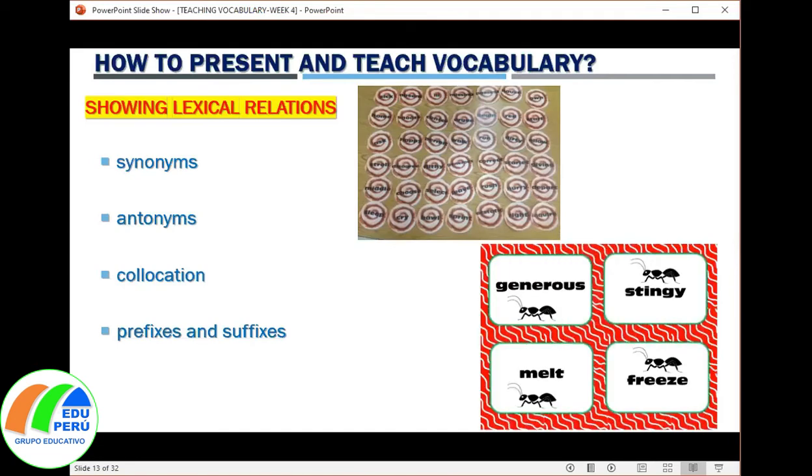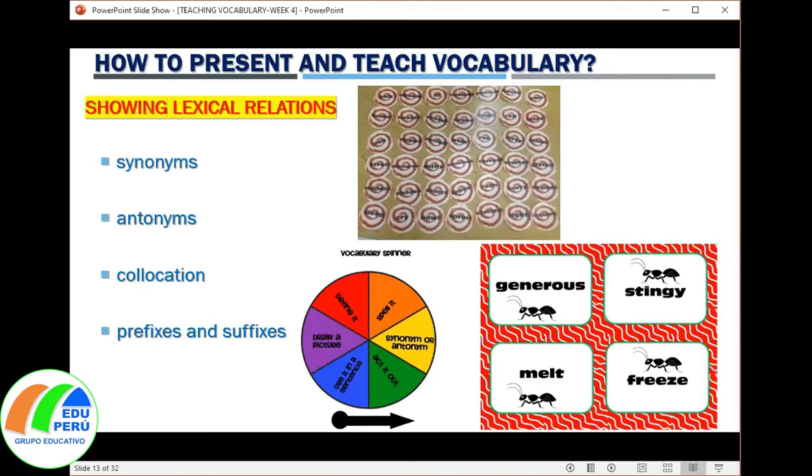Also this one, the antonym, the ant. So you use pictures with ants in order to make reference that you are talking about antonyms. So you have generous, stingy, or melt, freeze, and you have the ant. Why the ant? Because we're talking about antonyms. So notice these strategies: you use them in order to teach your students synonyms or antonyms, and you are presenting vocabulary. You are teaching vocabulary, but as a presentation.